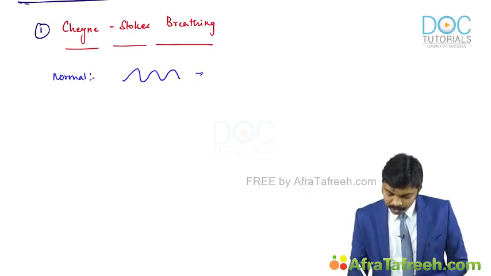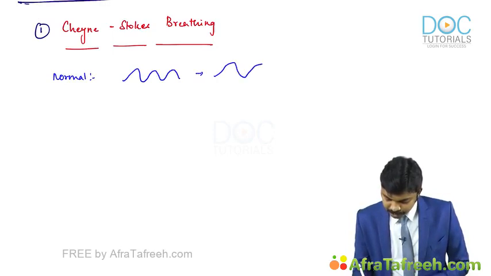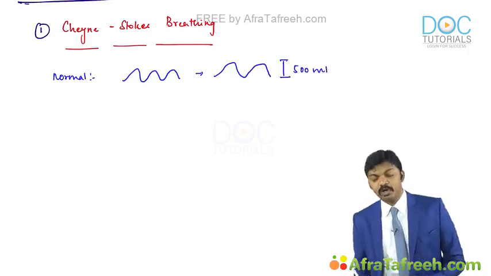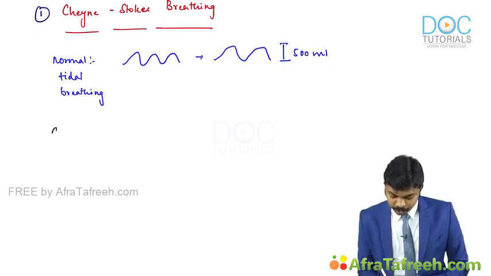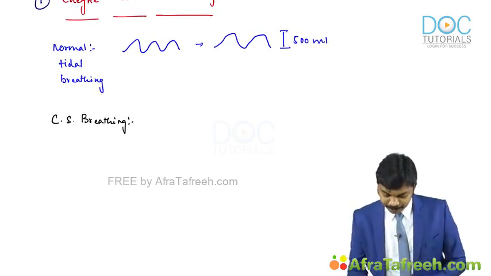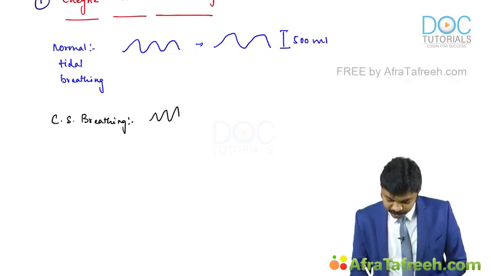If you watch closely, there is going to be an inspiration followed by a small pause and expiration, inspiration followed by a small pause and expiration. That is how it goes on, doctors. And the volume happens to be 500 ml, normal tidal breathing, when the subject is at rest. During Cheyne-Stokes, we have a gradual increase in the depth of breathing. So the subject will have a very gradual increase in depth of breathing.